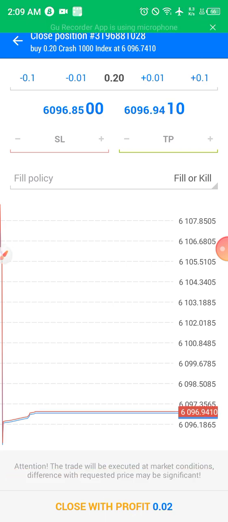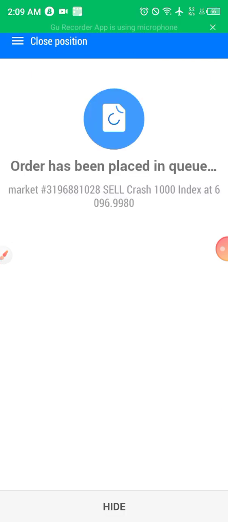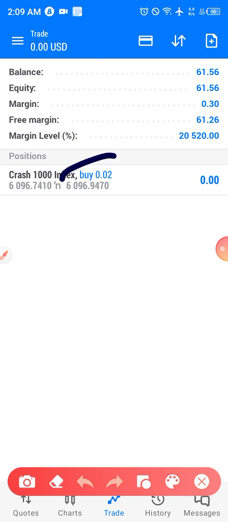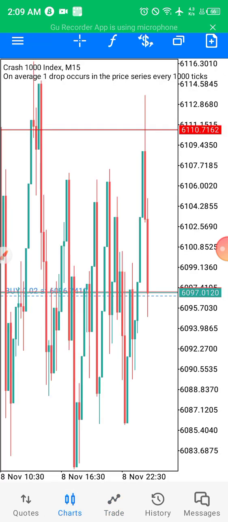Now you need to understand that this value here must be the minimum lot size, else everything is going to be closed. So I'll just click close. When I do that, you now see that my lot size here is 0.02. Okay, now I know this.